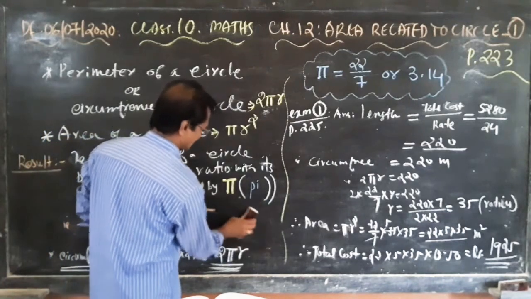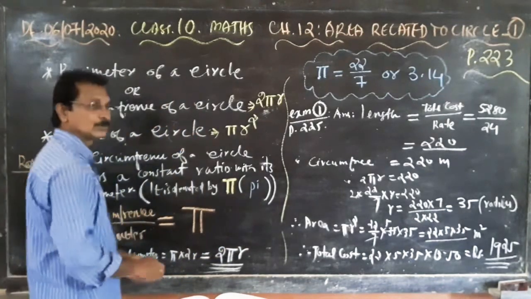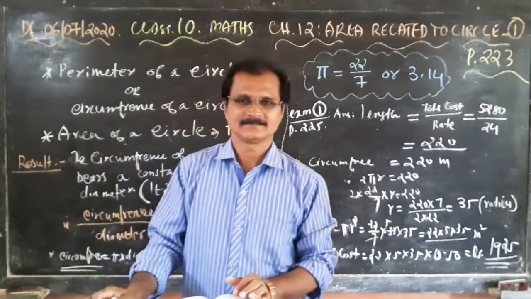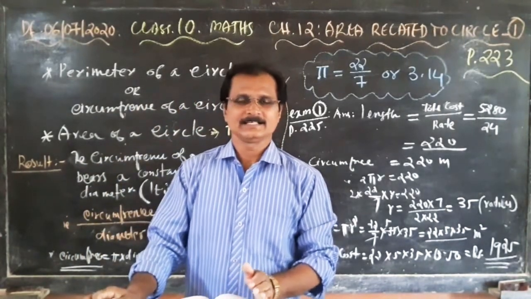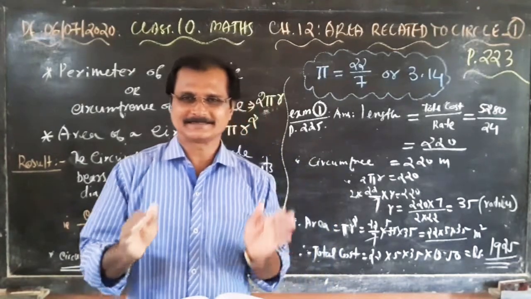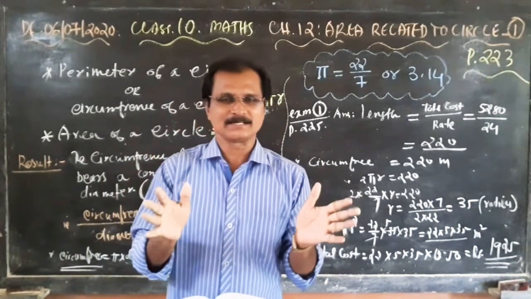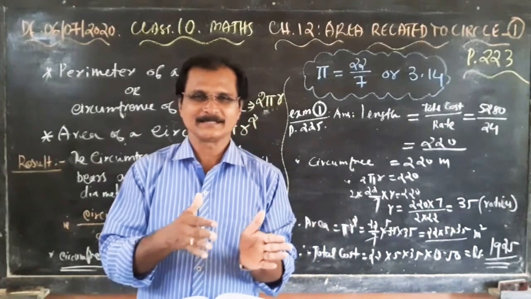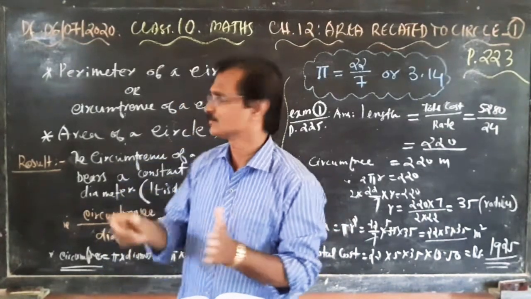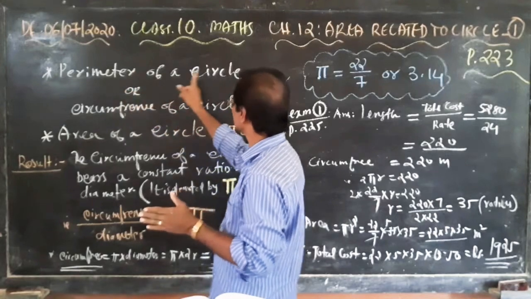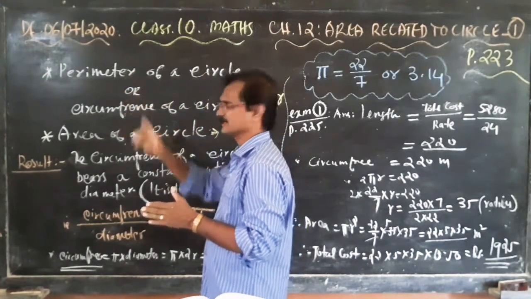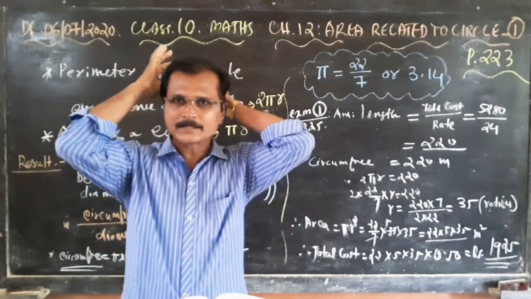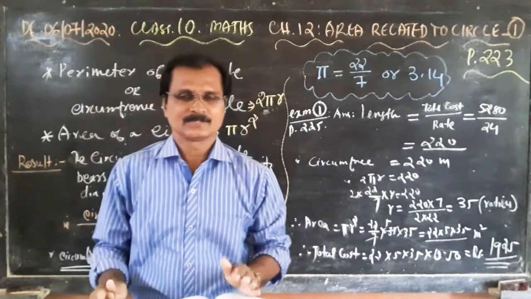Usually, we do not use the phrase the length of the circle. Technically, it may be correct, but the mathematical words are the perimeter of the circle or the circumference, the total length.